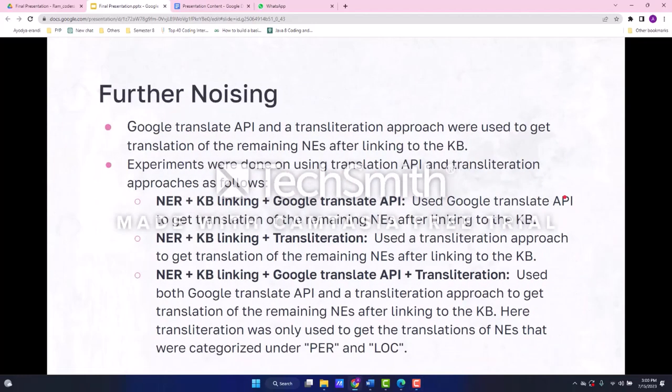As I mentioned in the previous slide, we carried out the further noising step prior to the pre-training because, due to the limitation of named entities in Sinhala Wikidata, there can be remaining named entities after linking to the KB. Therefore, we use the Google Translate API and a transliteration approach to get translations of those remaining named entities. We did various experiments on using the translation API and transliteration approach as follows. In the NER plus KB linking plus Google Translation API and transliteration experiment, we performed transliteration only on remaining NEs that were categorized under person and location and translated other remaining NEs using the Google Translate API.